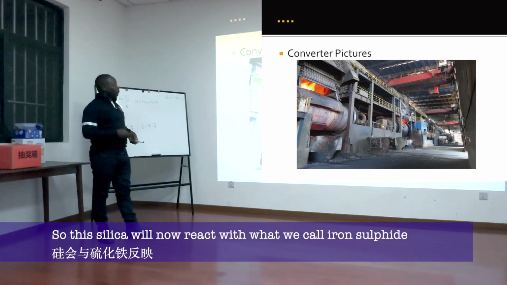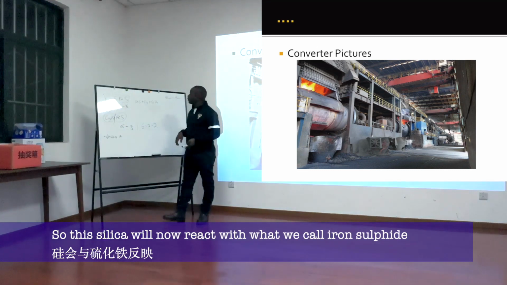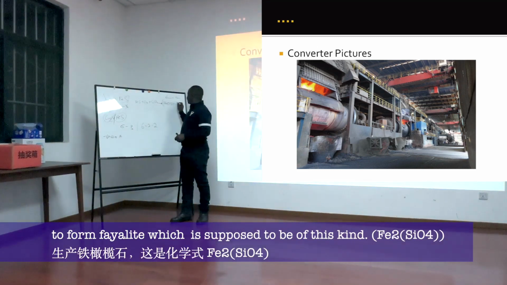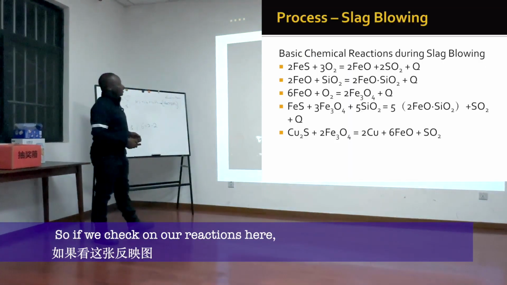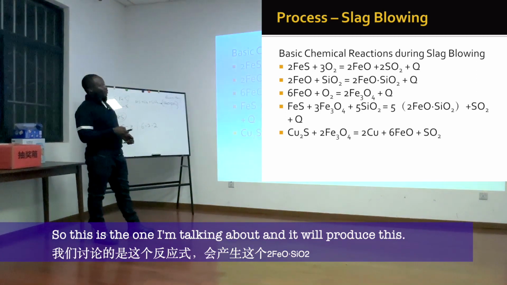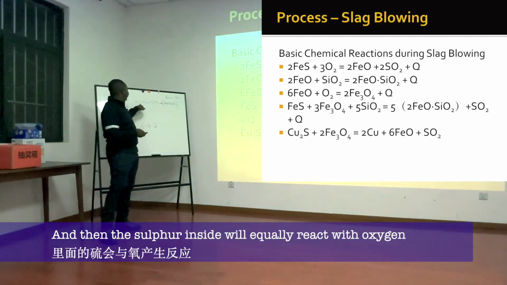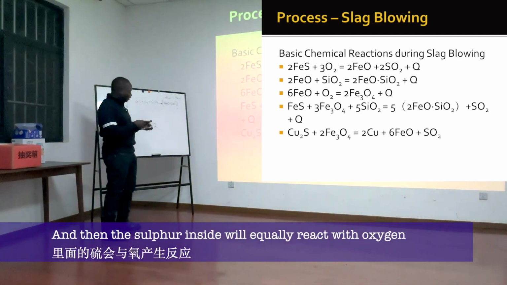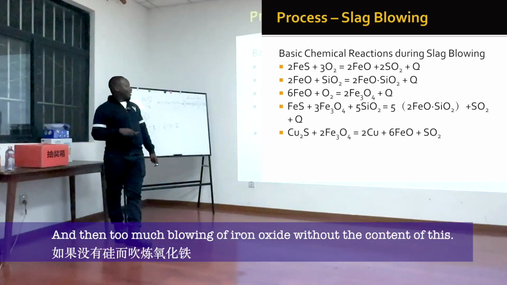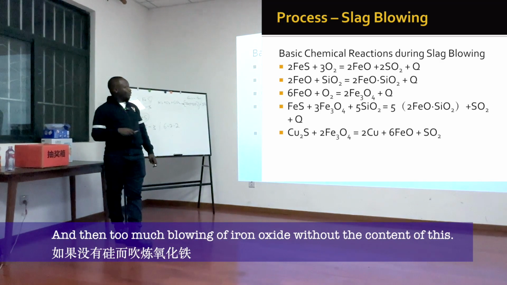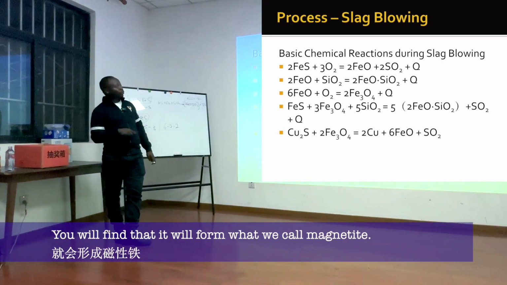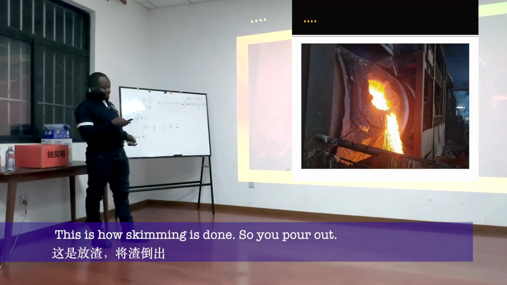So this silica will now react with what we call iron sulfide to form fayalite, which is supposed to be of this kind. So if we check on our reactions here, it's not very difficult. So this is the one I'm talking about, and it will produce this. And then the sulfur inside will equally react with oxygen to produce the gas, which is sulfur dioxide. And then too much blowing of iron oxide without the content of this, you will find that it will form what we call magnetite.